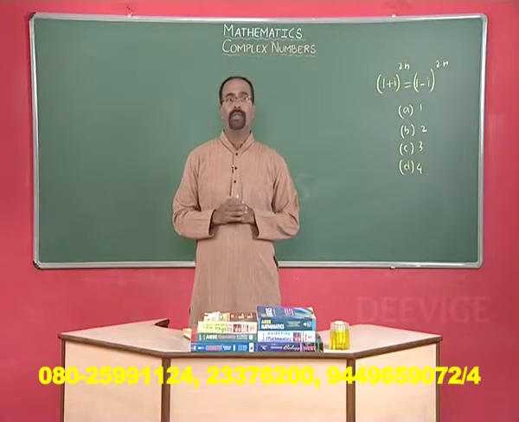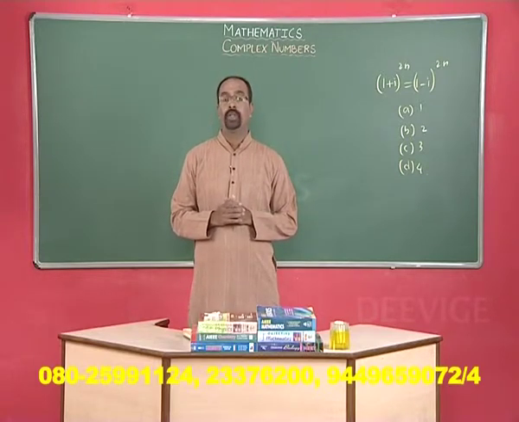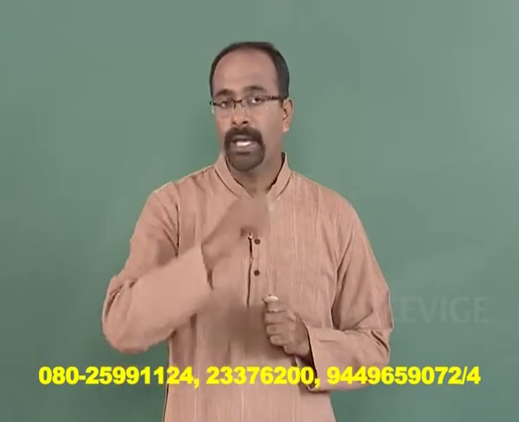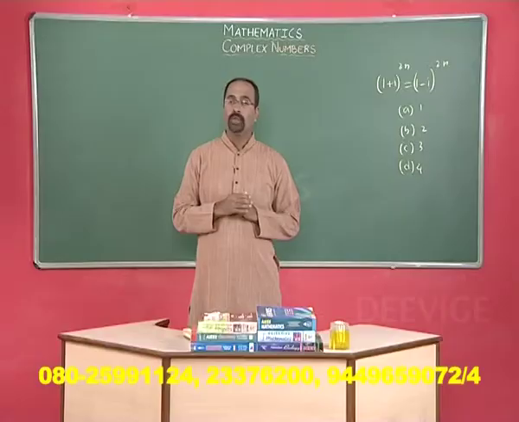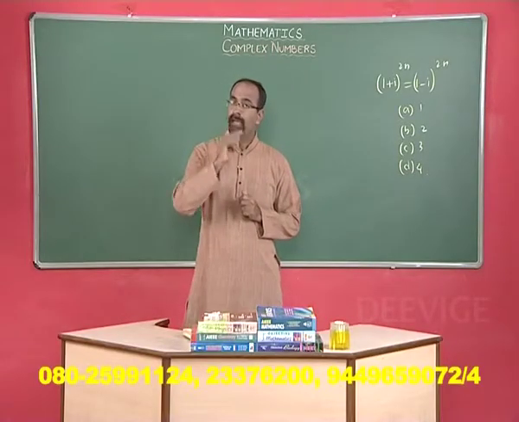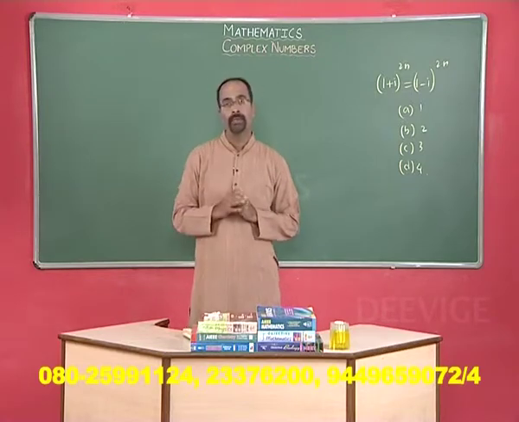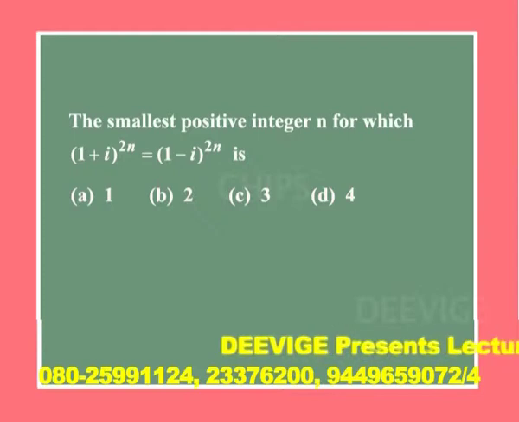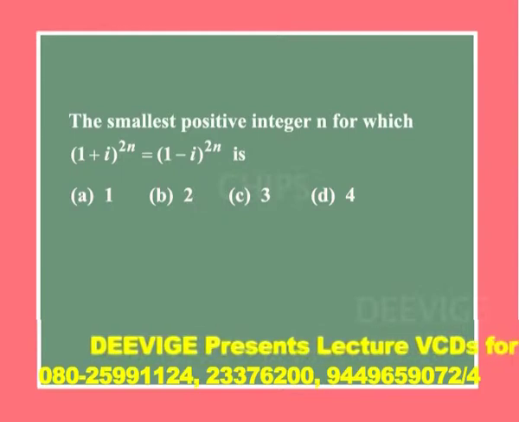Dear students, we have already discussed a shortcut, (1 + i)^2 is equal to 2i. If (1 + i)^(2n) is equated to z, then what is z? (1 + i)^(2n) is always equal to (2i)^n, and (1 - i)^(2n) is always equal to (-2i)^n. The problem is like this: the smallest positive integer n, for which (1 + i)^(2n) is equal to (1 - i)^(2n), is option A: 1, option B: 2, option C: 3, option D: 4.